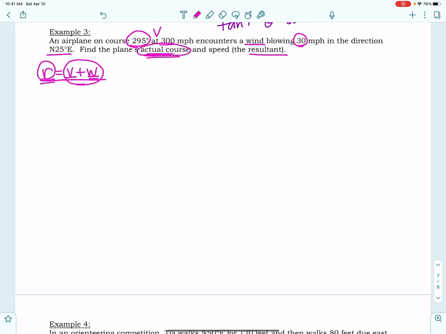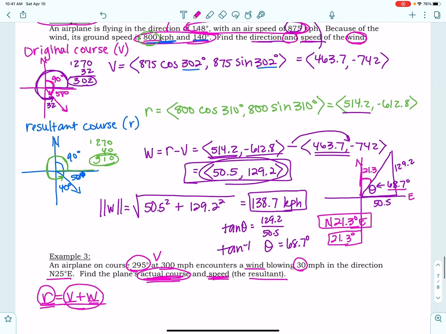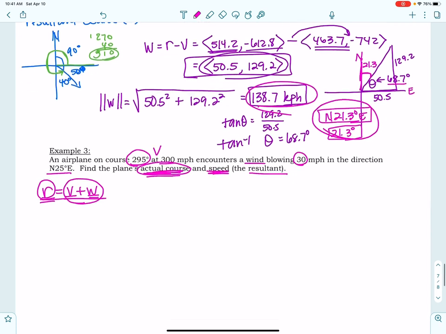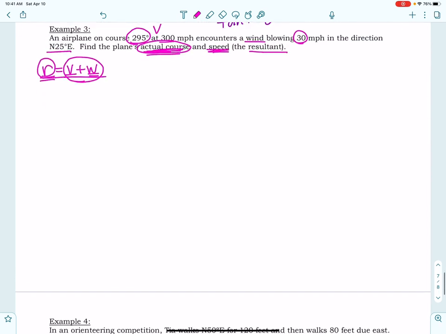So this is going to be the direction. So the actual course and the speed. Again, just like on example 2, where we had to find the speed and the direction, we're doing the exact same thing in this problem. All right, so for the original course of the airplane, I need to first find my direction angle.